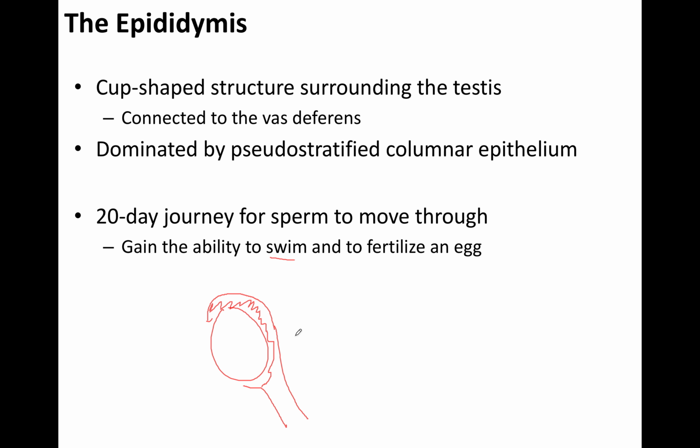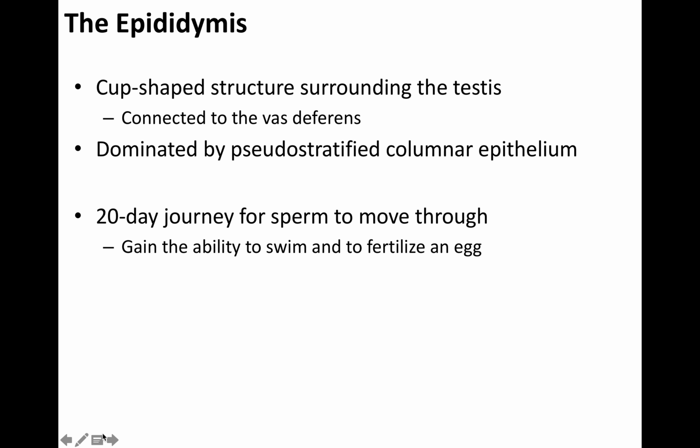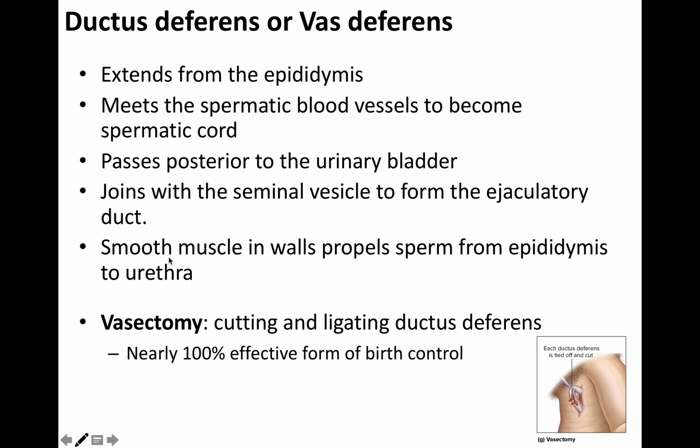So the next stop is going to be the ductus deferens, or what I usually call the vas deferens. Okay, so you have the epididymis. The epididymis is then going to attach to the vas deferens. So sperm is going to be stored here, in the epididymis. During sexual excitement, sperm is then going to be moved to the next tube, which is the ductus deferens. Okay.